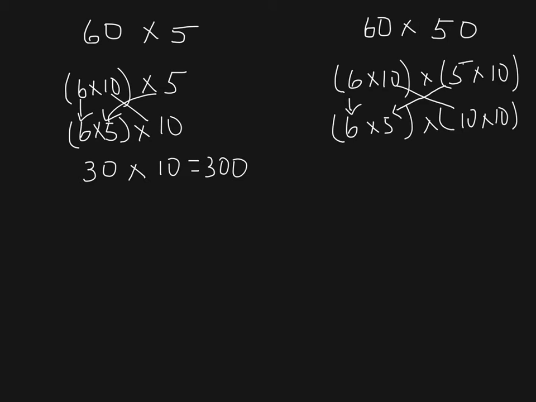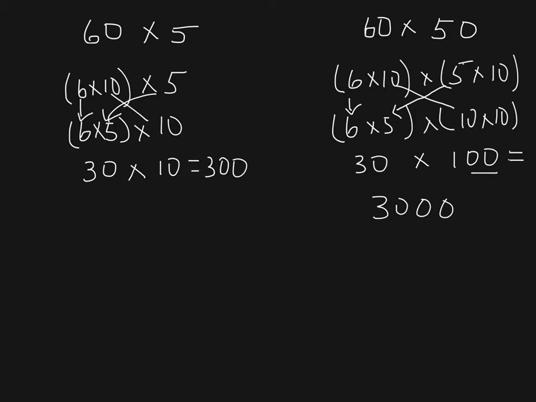And then if I go over to the right, I've got 6 times 5, which is 30. And I'm going to multiply that by 10 times 10, or 10 squared, or 100 in standard form. And 30 times 100, I've got 2 zeros here. That means that the 3 has to move 2 places to the left. Right now it's in the tens place. It's going to move to the hundreds and then to the thousands place. And my answer will equal 3,000.